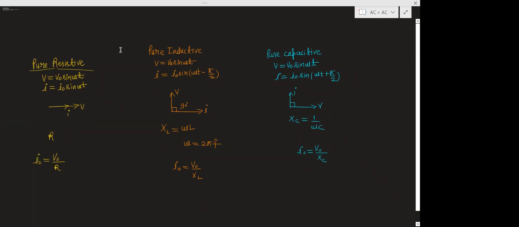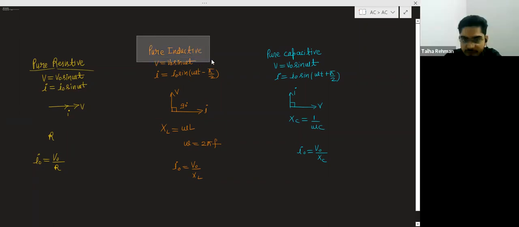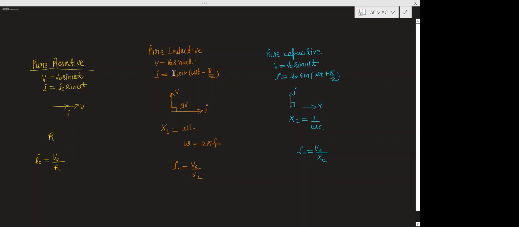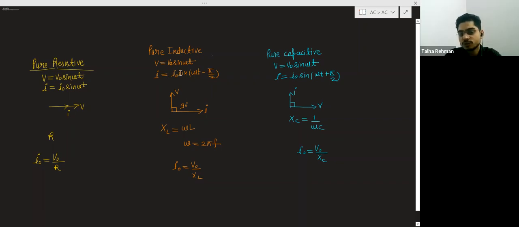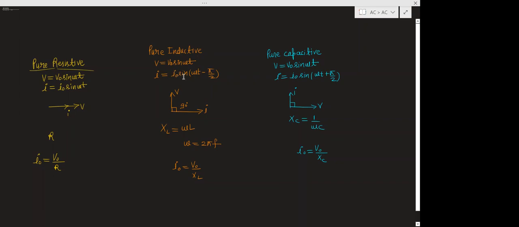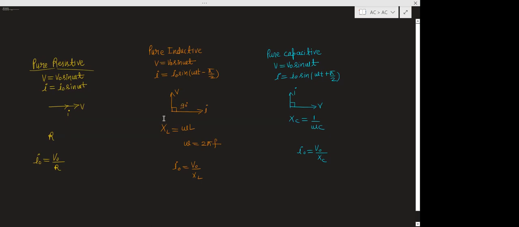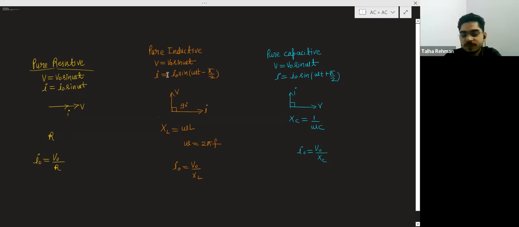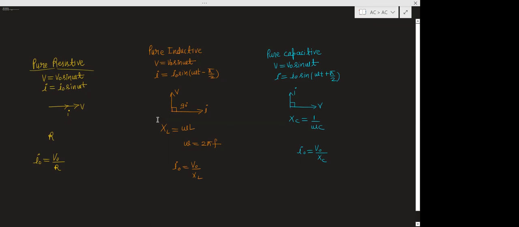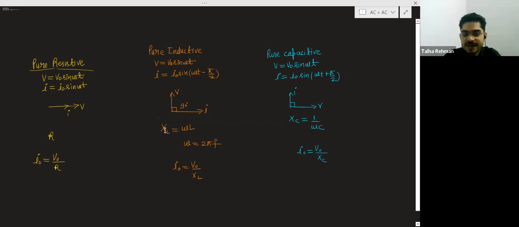In a pure inductive circuit, we have the equation of the voltage V is equal to V naught sine omega t. In an inductive circuit, the current lags behind the voltage by pi by 2. So the equation of the current is I equal to I naught sine omega t minus pi by 2. So the current here is lagging behind the voltage by 90 degree. In a pure inductive circuit, instead of resistance, we have the inductive reactance, that is known as XL. XL is given by omega L, and omega is 2 pi f.